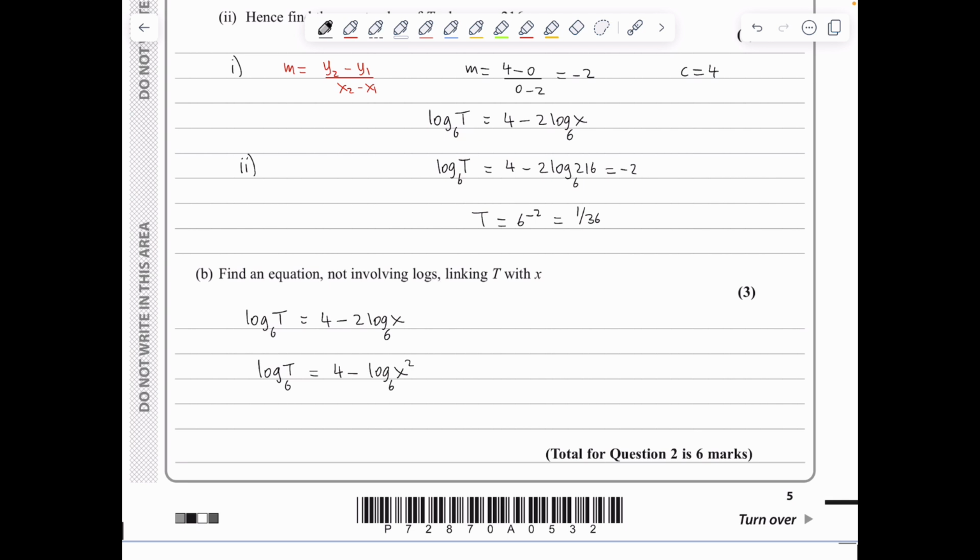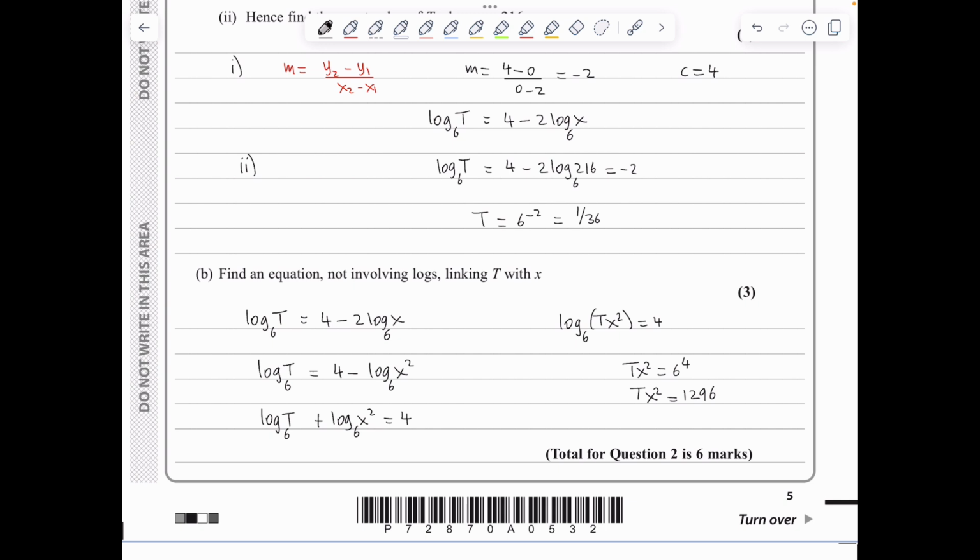I will then collect all the log expressions on the left hand side to get log of t base 6 plus log of x squared base 6 is equal to 4. And then the product rule of logarithms says that the sum of the logarithms can be written as the log of the product. So I've got log of tx squared base 6 is equal to 4, which means that tx squared is equal to 6 to the power of 4, and therefore tx squared is 1296.